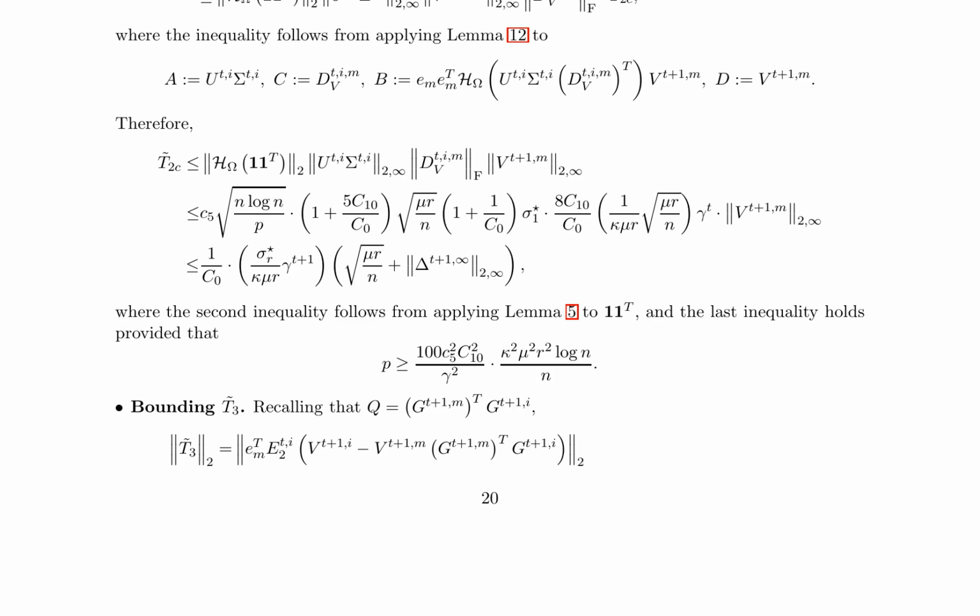To derive the bounds for T2a, T2b, and T2c, the authors apply lemmas 11, 10, and 9, respectively, and utilize the bounds for T2a and T2b to establish an upper bound for T2c. The authors then bound T3 by applying lemma 5, resulting in an upper bound in terms of logarithmic functions and the eigenvalues of Vt,m and Vt plus 1,m. The authors assume that P satisfies certain conditions to ensure the validity of these bounds.